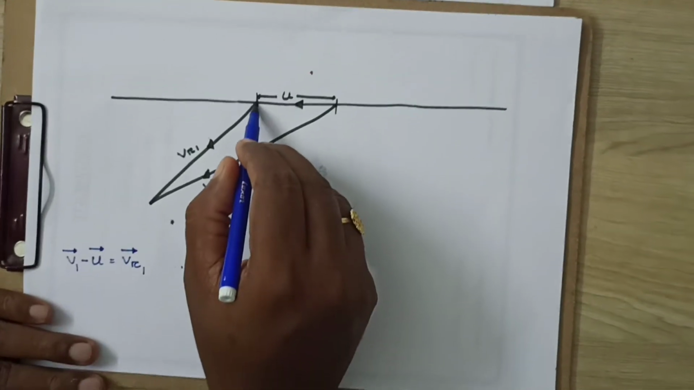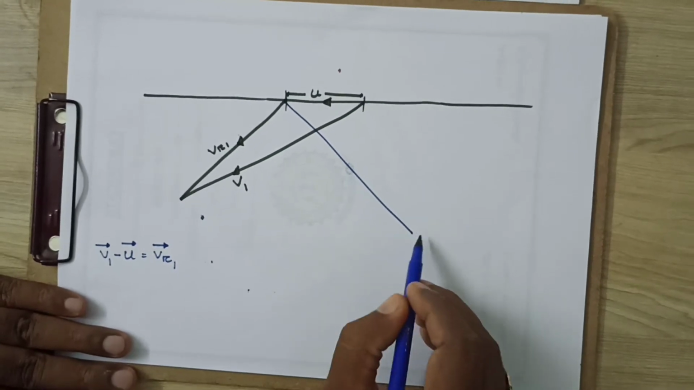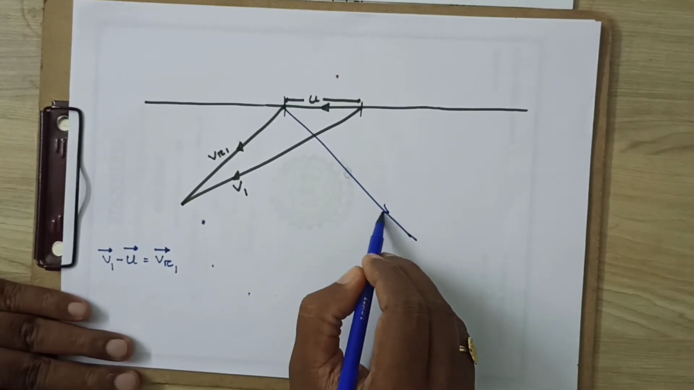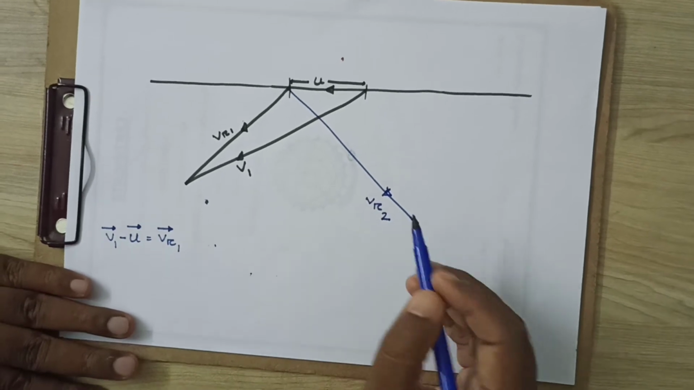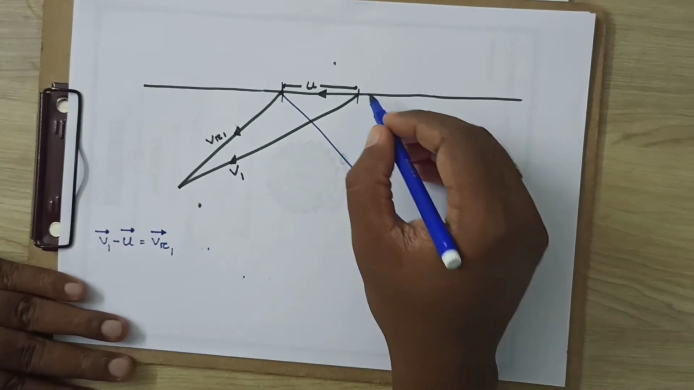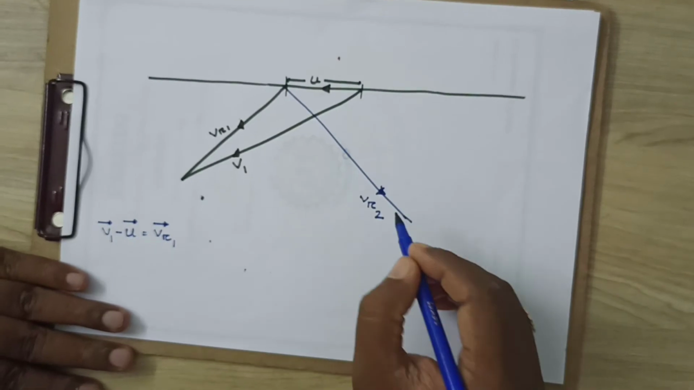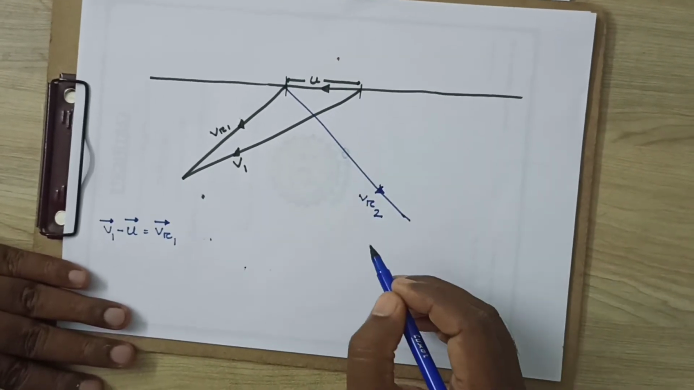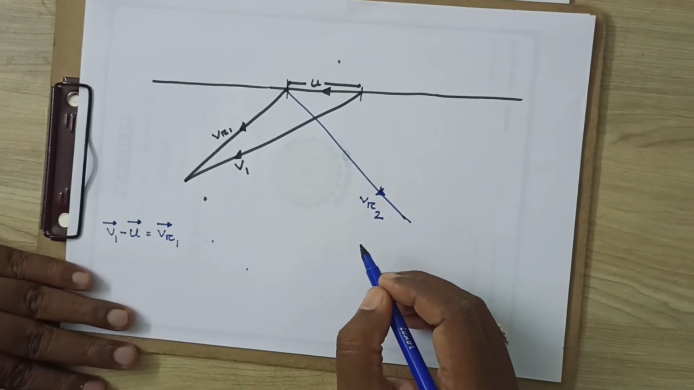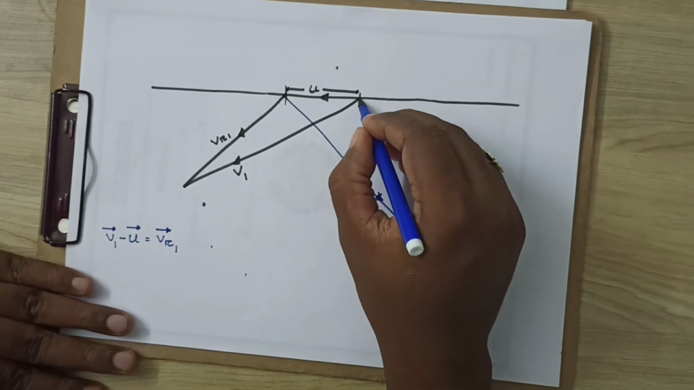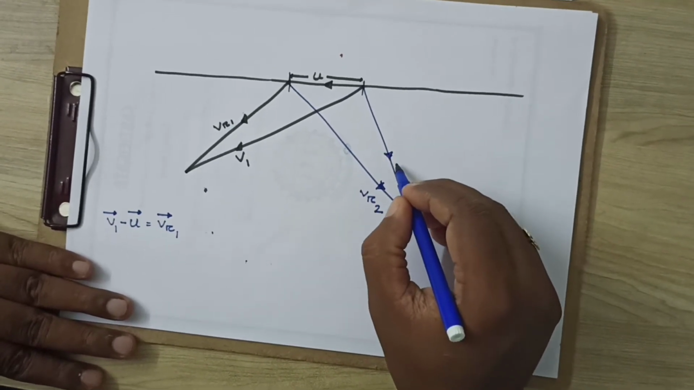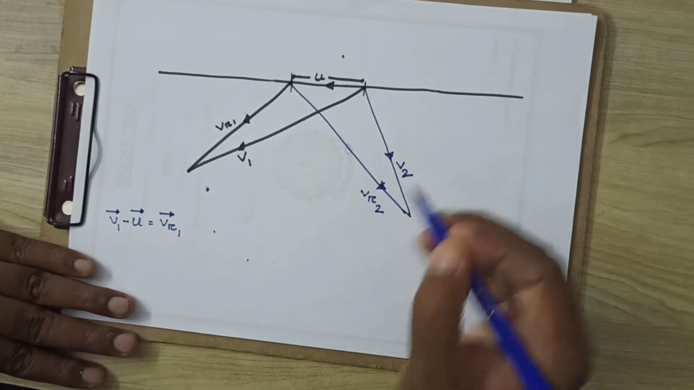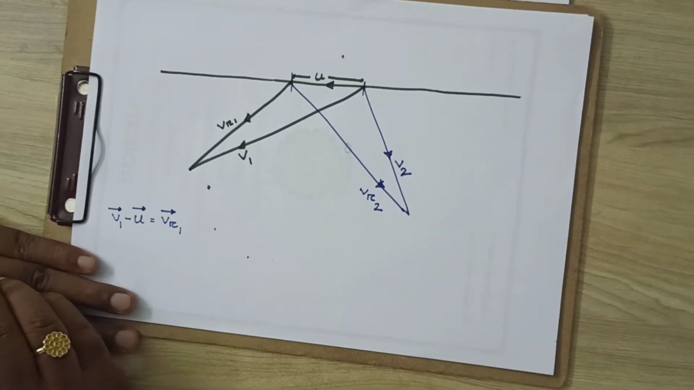Okay, so here I am drawing VR2. Then U plus VR2, the vectorial summation, is V2, the absolute velocity at the exit point. So this is taken in opposite order. This will be V2.